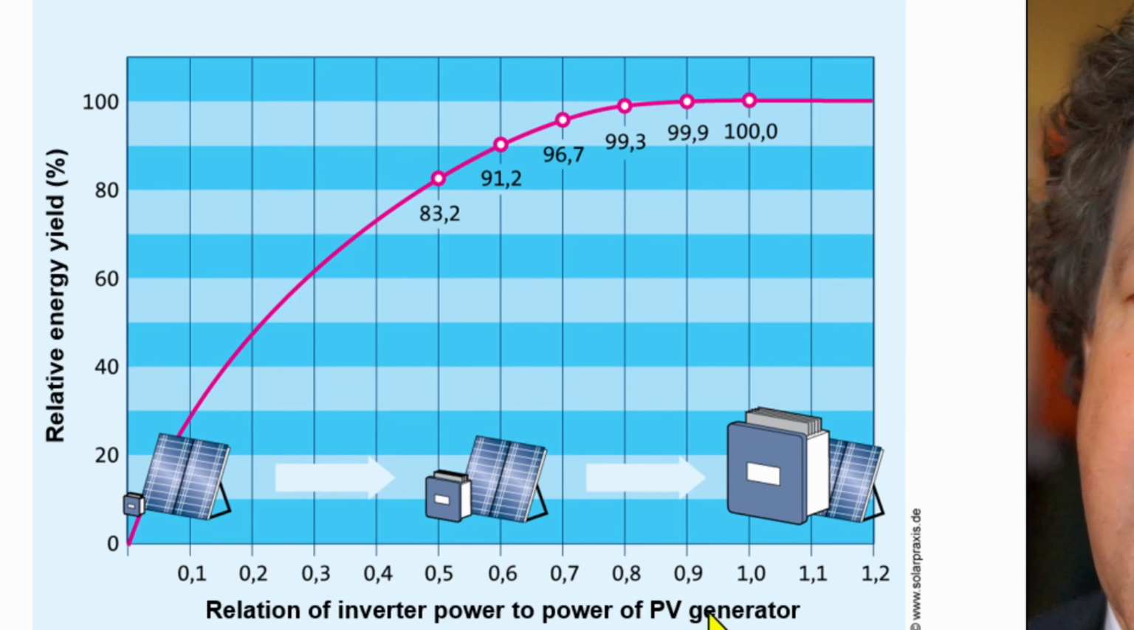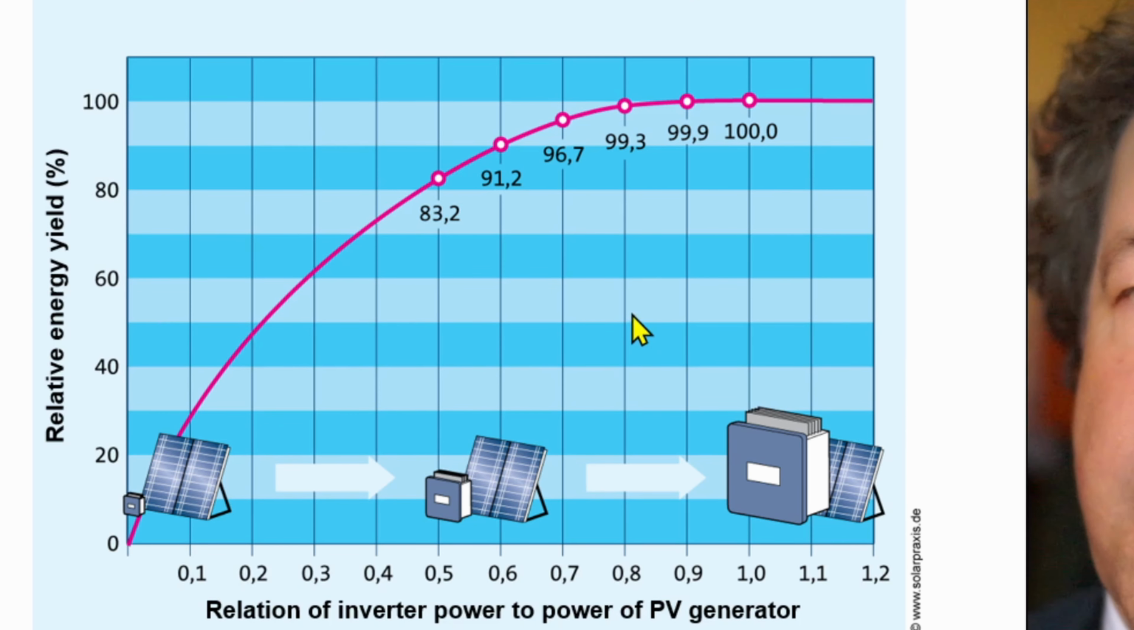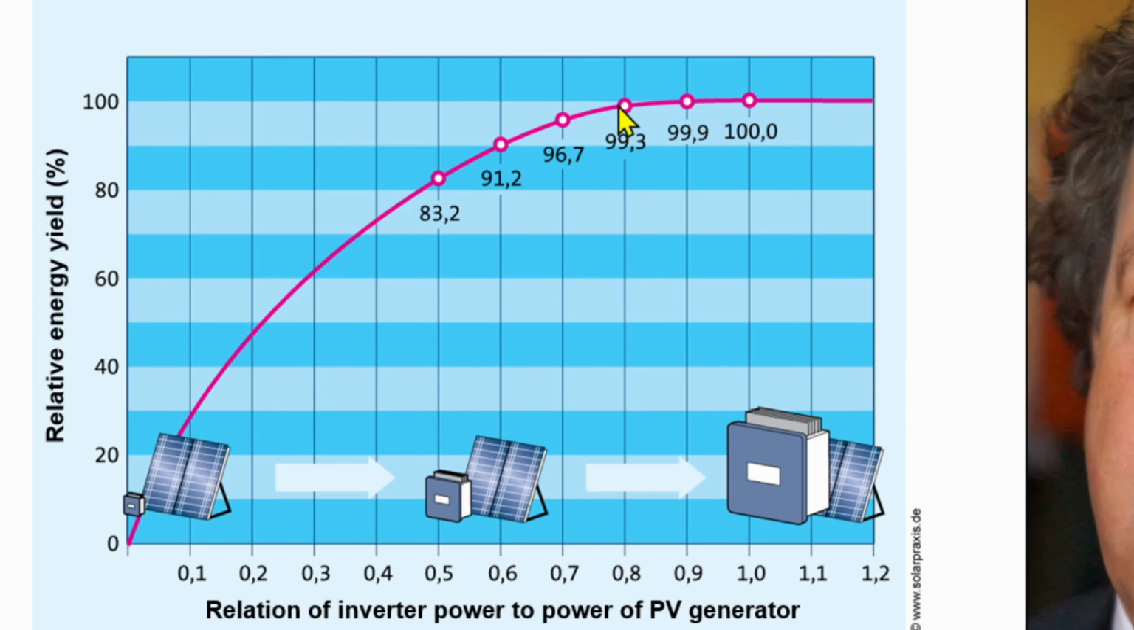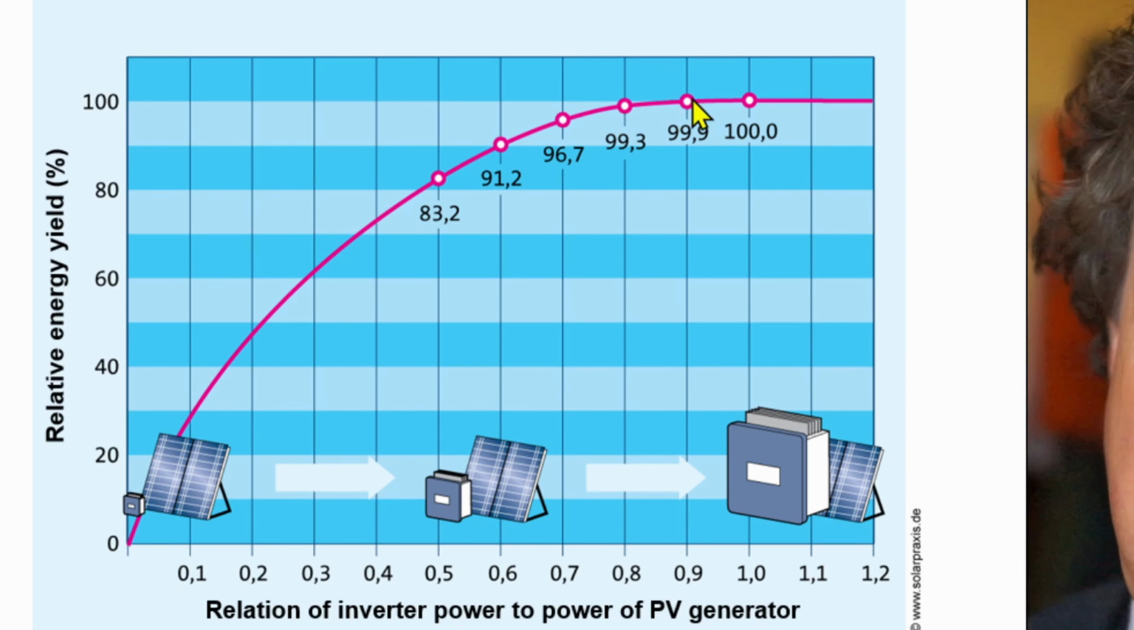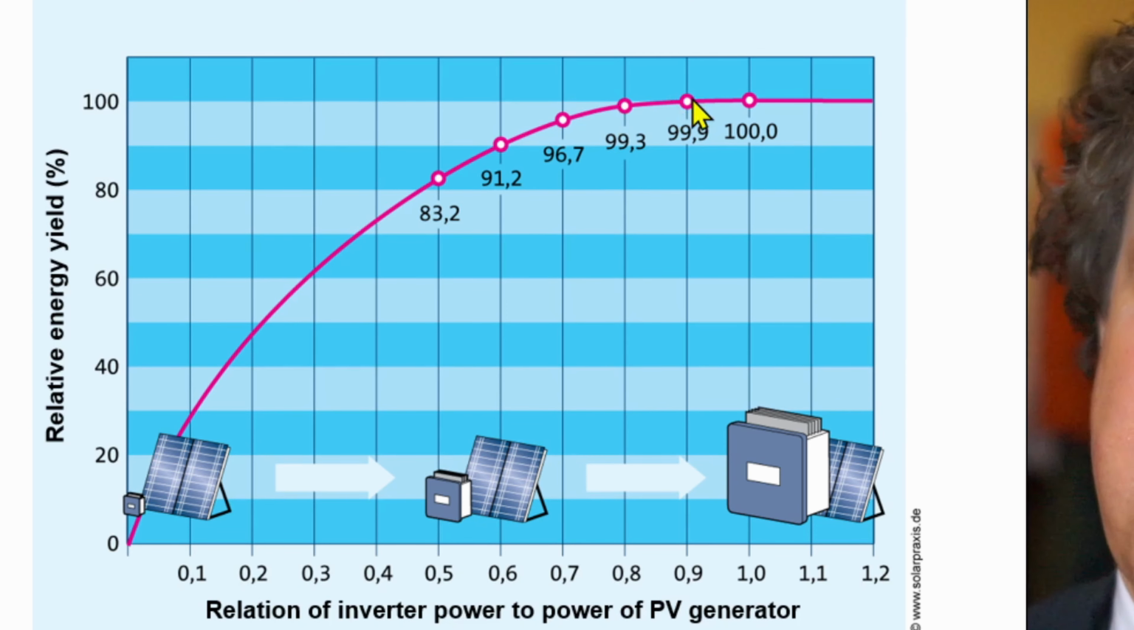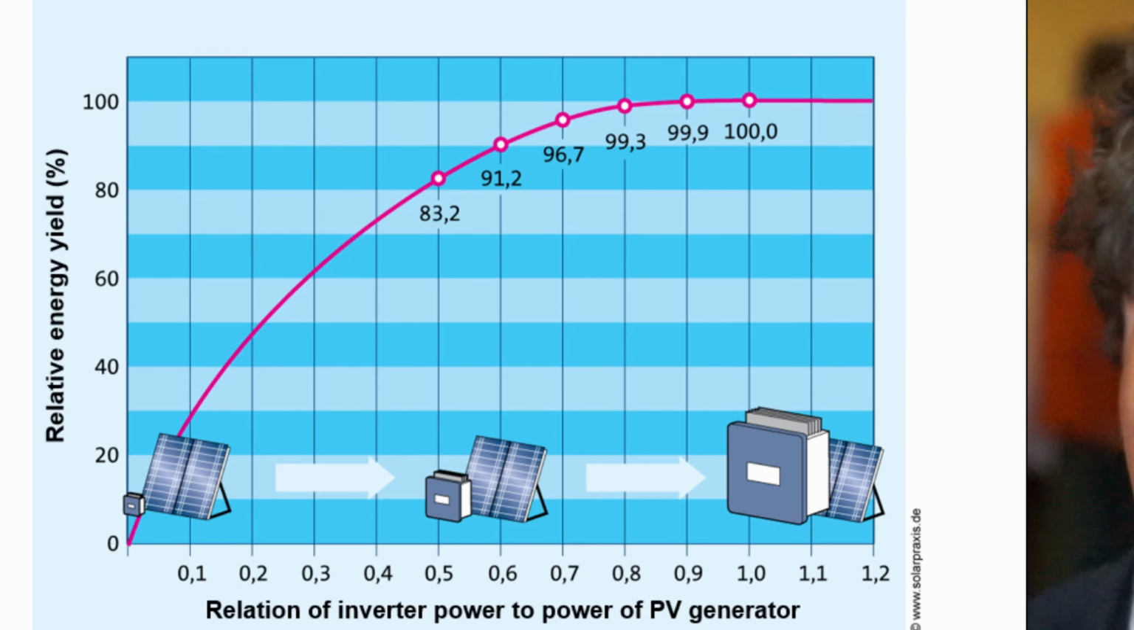So if you go, for example, here to the relation of inverter to power output of the PV generator, that would mean in our case, for a 1 megawatt PV generator and only an 800 kilowatt inverter, you come to this curve. And for the case of Germany, you would still have an energy yield of 99.3% of the original output. So you would only lose 0.7%, and you would possibly save 20% of the inverter costs.